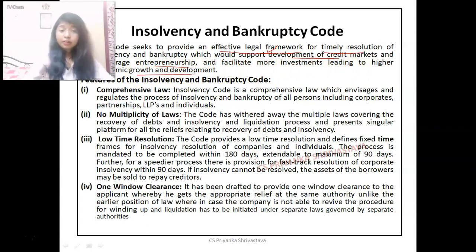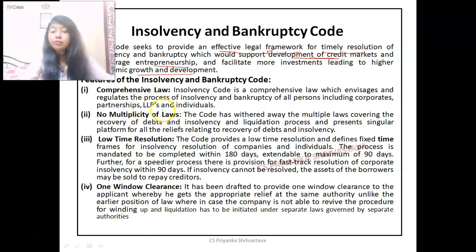Because the creditors also know that we have an option. If the company is unable to pay the debts to us, we can go to NCLT under IBC to take action against such a company which is not giving us the money we are entitled to get. If they feel such security, they will obviously invest more in the economy, which will lead to higher economic growth and development of the country.